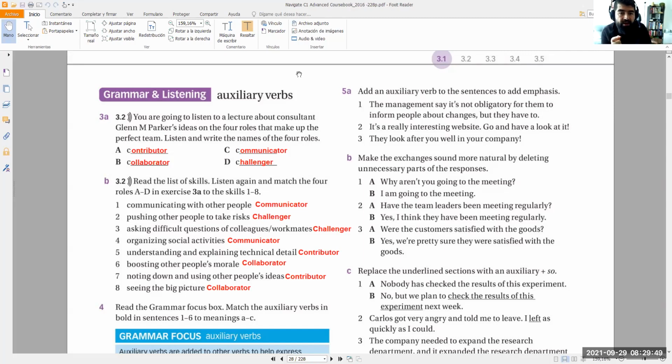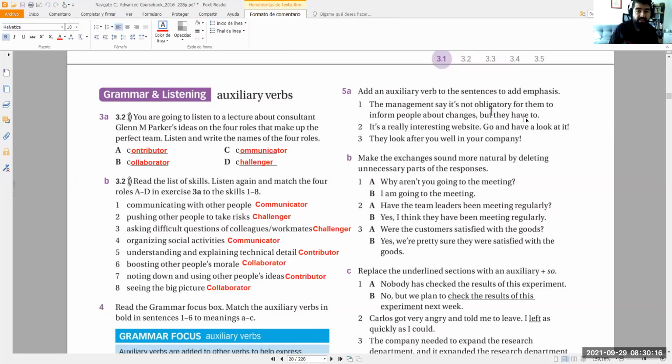But taking into account the 2 different parts of the sentence, they say the management say it's not obligatory for them to inform people about changes, right? And remember that one of the functions we give to the emphatic do is contradiction. So just because of that reason, I would put it right here: but they do have to. Remember that it's some sort of contradiction there.